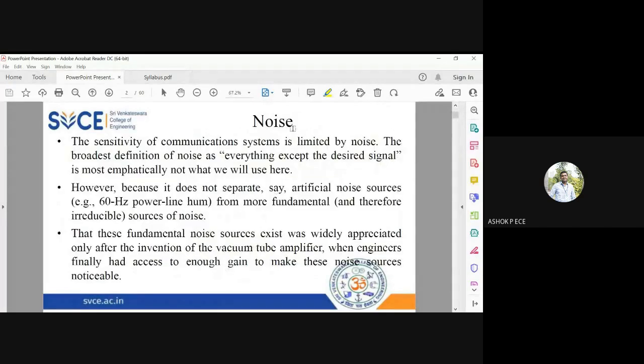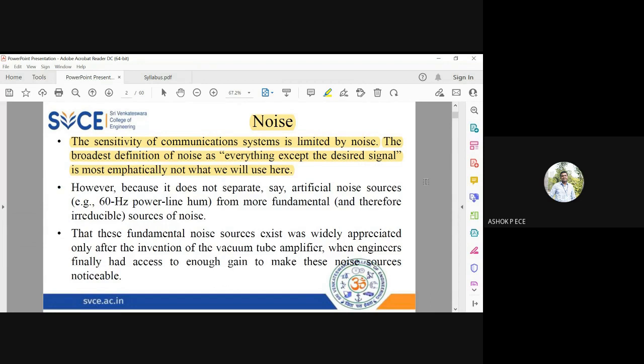So we are going to start with noise, which is a part of Unit 1. And in communication, all systems are affected by noise. Ideally, we say that my system is noise free, but practically, no system is noise free. All communication systems are affected by noise, and the definition of noise is: except the desired signal, whatever other component you have is going to be noise.